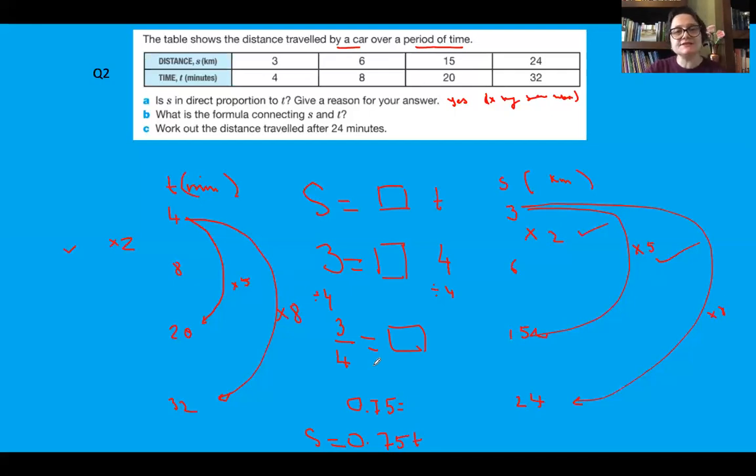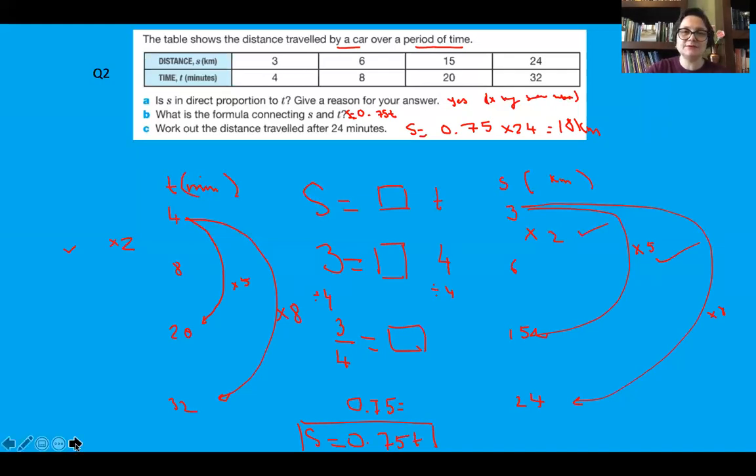Work out the distance traveled after 24 minutes. I'm going to put the formula here: S equals 0.75T. Now we have the formula, and we have the time for question C, so we just substitute. S equals 0.75 times 24 minutes, and the answer is 18 kilometers. So this is the formula for question B, this is the answer for question C, and this is the working out for question A.